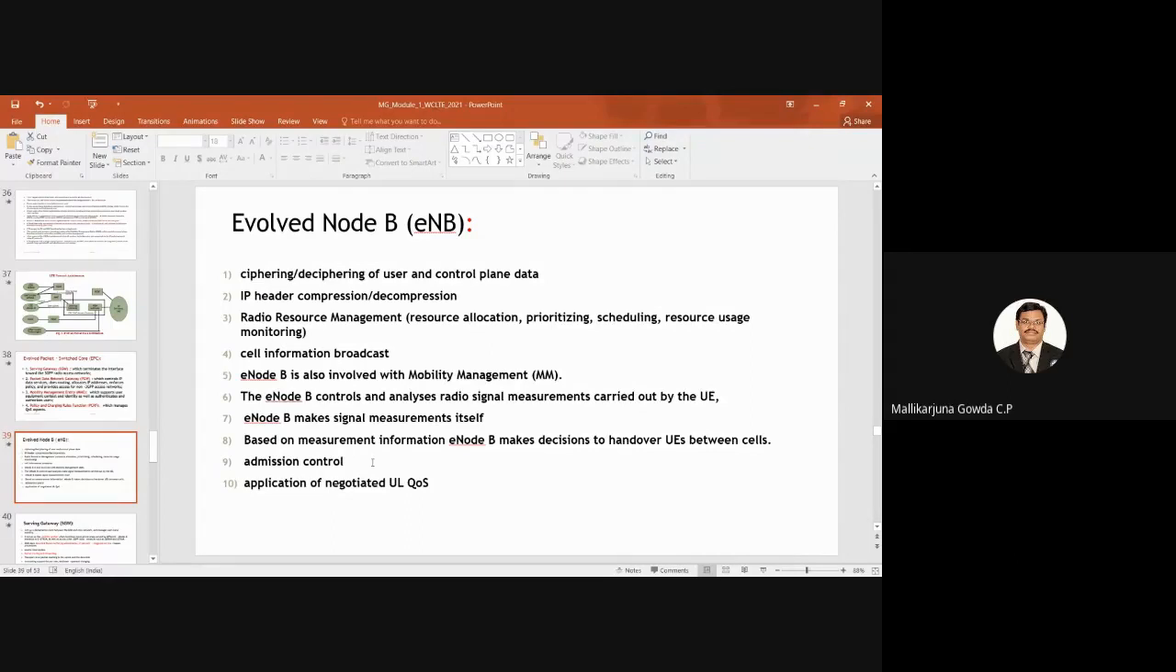Fine. So I have listed 10 here. Out of 10, you should be able to tell at least 5-6 functionalities.